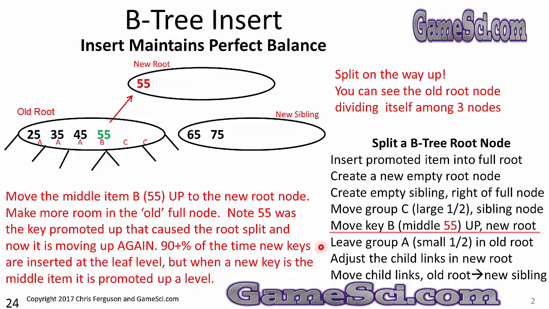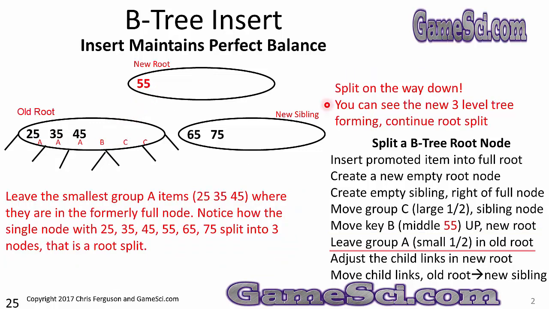90+% of the time, new keys are inserted at the leaf level. But when a new key is the middle item, it is promoted up a level. So 55 might have started down here at the leaf, got promoted up, caused another split, got promoted up again, and becomes the new root. You can see the new 3-level tree forming.